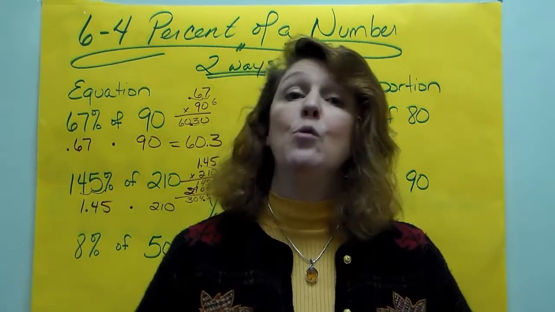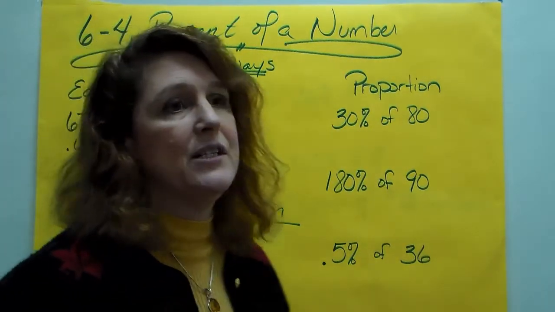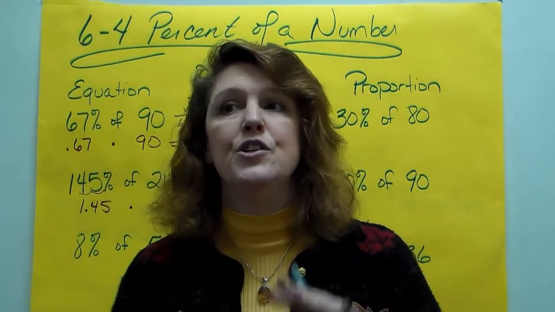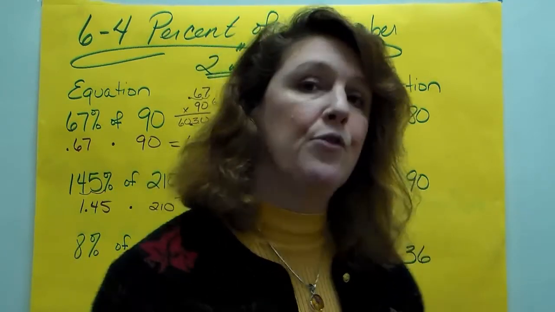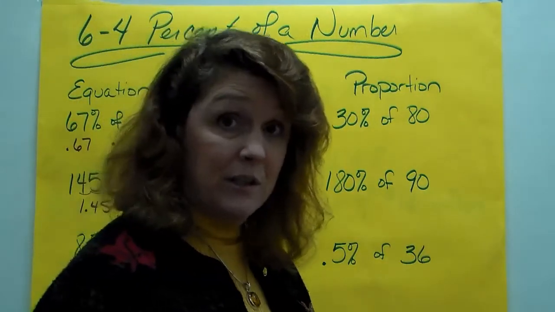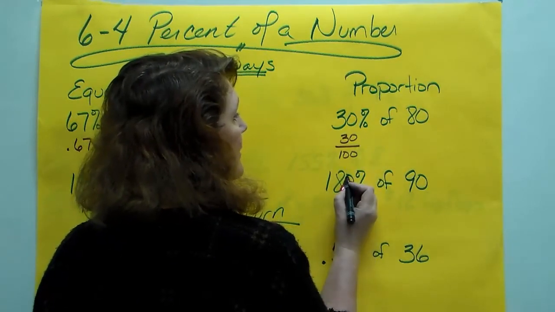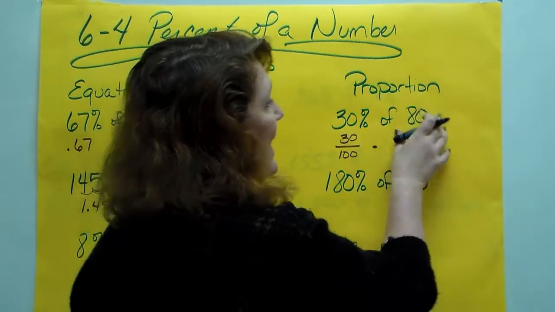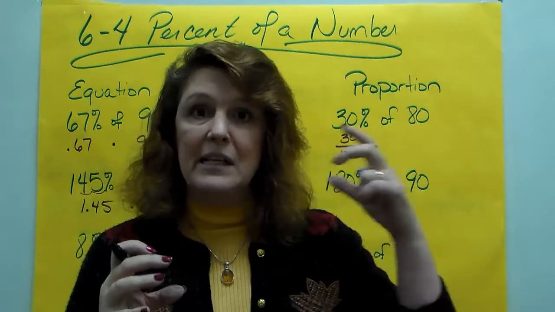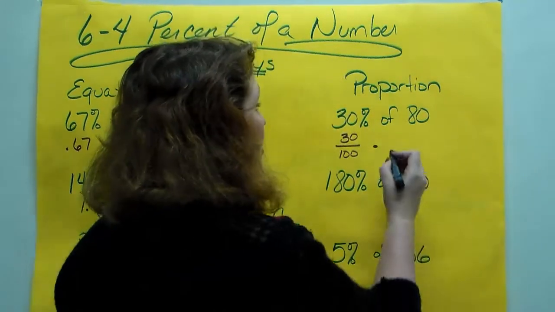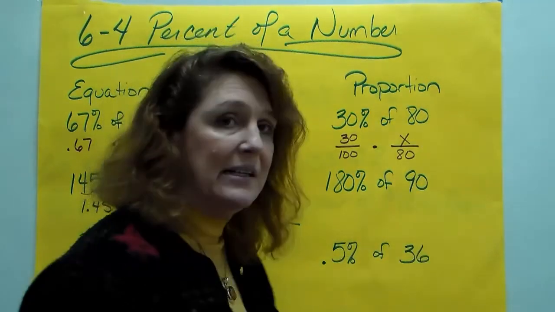Now, we're going to try that with proportions. With proportions, what I need you to understand is that we're always comparing things to hundredths. That's what percentages are. So I'm going to take my 30% and I'm going to make it into a fraction. And I'm going to say 30 over 100 is, and 80 is my whole, I want to find 30% of 80. I want to find little bits and pieces of 80. 80 is my big number. So 80 is my denominator, and I want to know what the little version is, and that's my x.